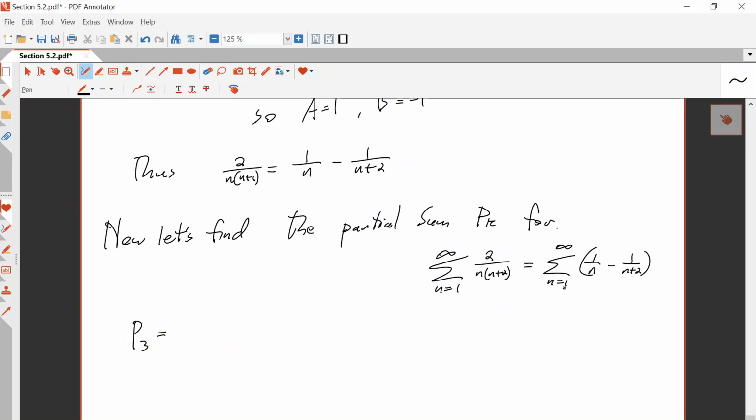The term for n equal to 1 is 1 minus a third. Plus the term for n equal to 2 is a half minus a fourth. Plus the term for n equal to 3 is a third minus a fifth. Right? So the minus 1/3 and the plus 1/3 cancel, and I'm left with 1 plus a half minus a fourth minus a fifth.